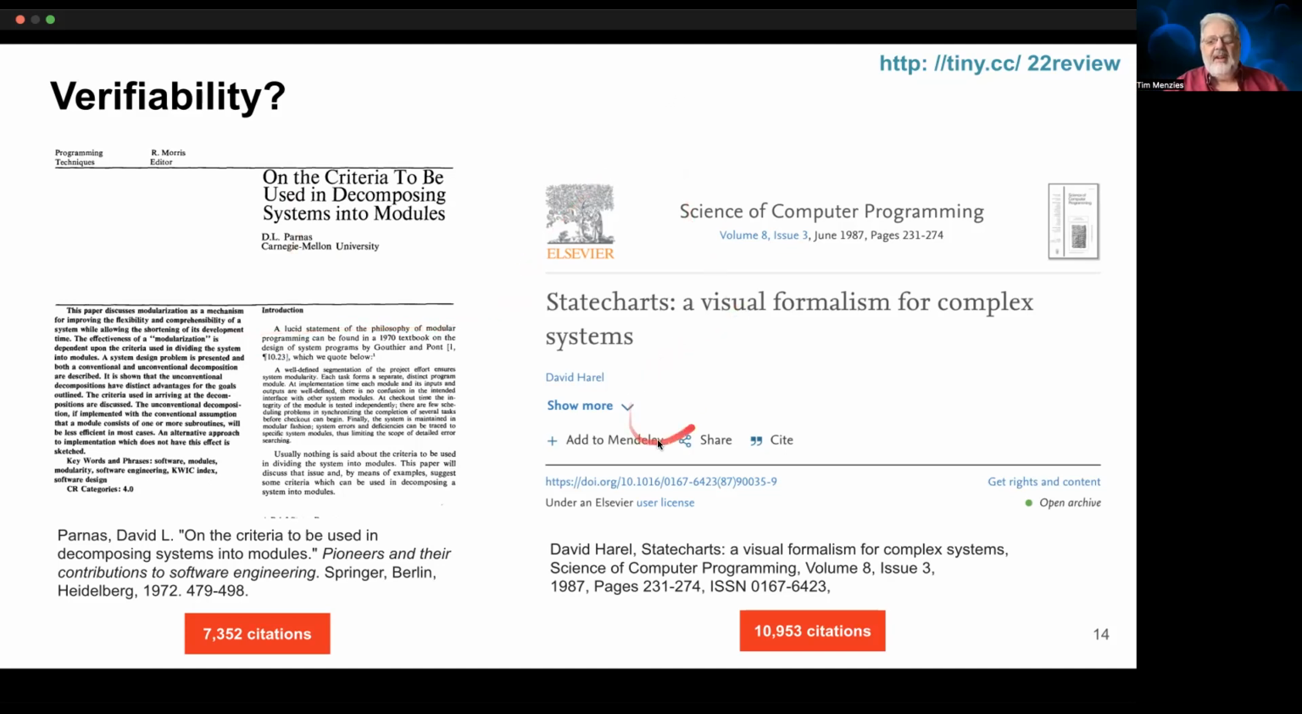Another paper is the paper that gave us the state charts that ended up being in UML. This is David Harel's state chart, a visual. There's no verifiable argument in this. This paper is saying, here is a visual notation that might be a good idea. And this is another really influential paper. And I say both these papers should have been published. I say both these ideas papers should be publishable in the modern world.